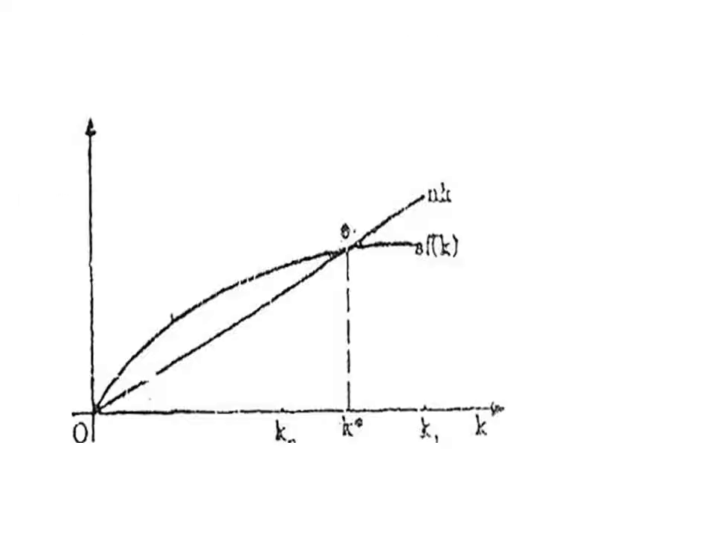This is the second figure for the Solow graphical representation. If you have a paper, please draw this on your paper. Here the almost 45-degree straight line represents nk. The saving function, that curve, represents small s f of k. The intersection point is E.